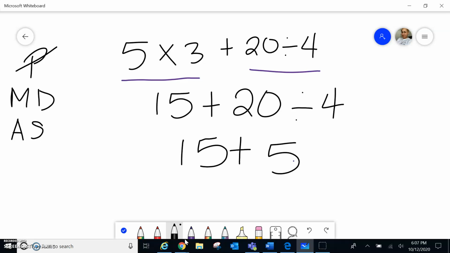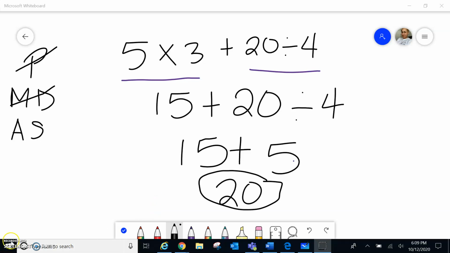And you must always, always, always bring it down where it's at. You can't decide to put the 20 divided by 4 on this side of the equation and put the 15 over here. You always just bring it straight down from where it was. All right, I have no more multiplication and no more division, so I can cross that out. Now I'm going to look for addition and subtraction, and that's all I have left. 15 plus 5 is 20.